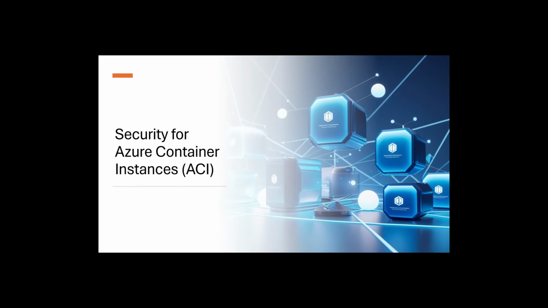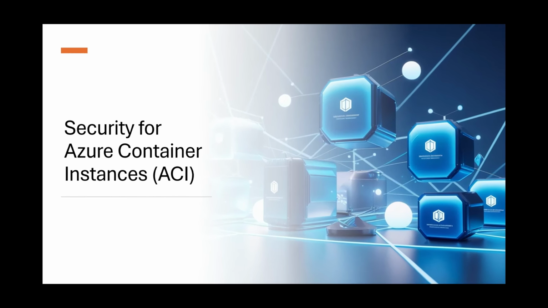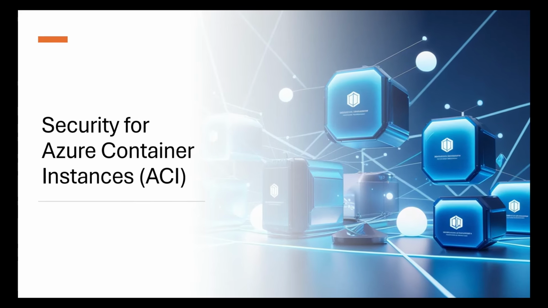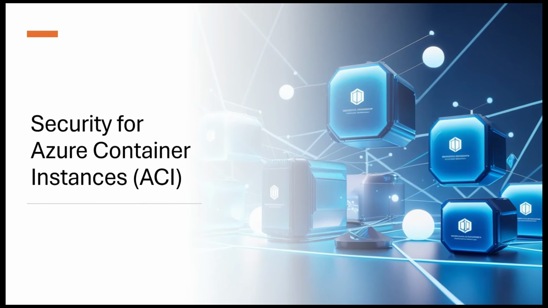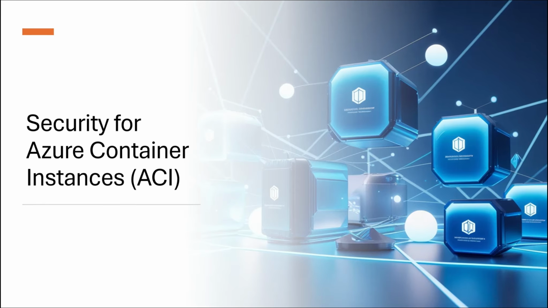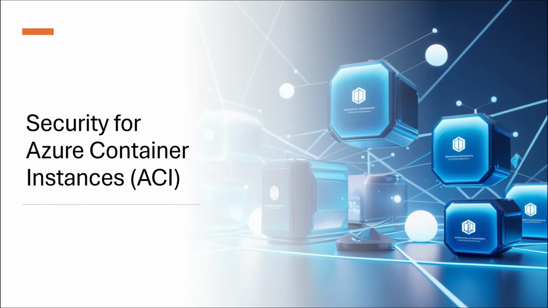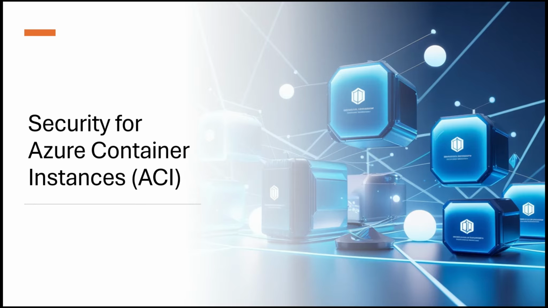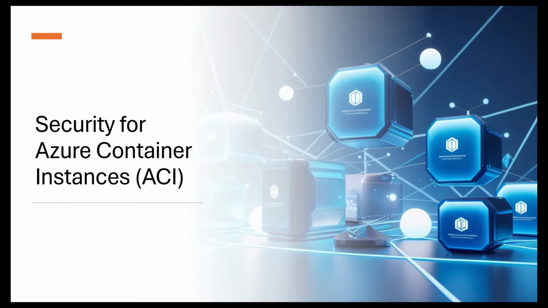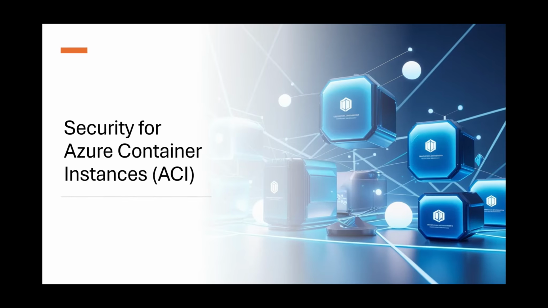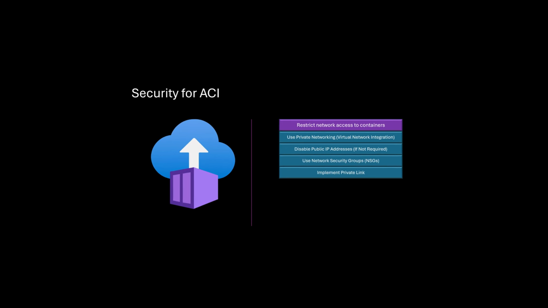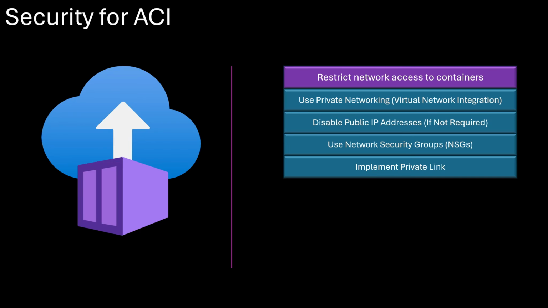When you deploy containers using Azure Container Instances, you need to secure your workloads to prevent unauthorized access, data exposure, and vulnerabilities. Since ACI is a serverless container runtime, Azure manages the infrastructure for you, but you are responsible for securing your container configurations, network access, and stored data. By applying strong authentication, network isolation, container image security, and continuous monitoring, you can ensure that your containerized applications run securely. Let's understand how you can restrict network access to containers.